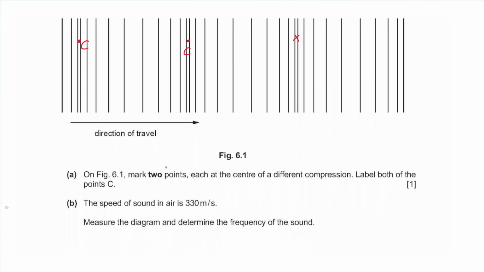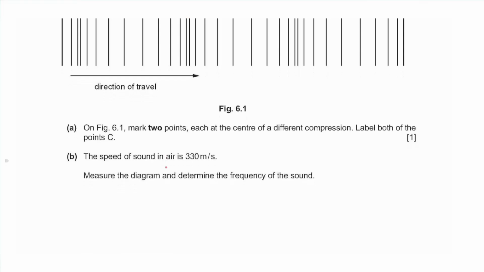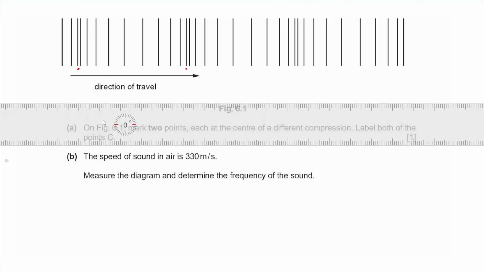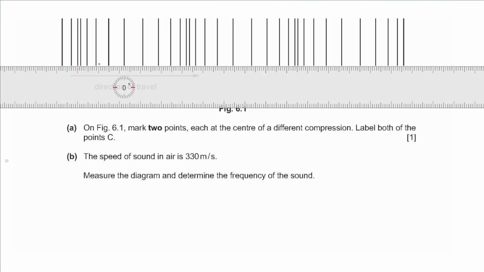Part B says the speed of sound in air is 330 meters per second. Measure the diagram and determine the frequency of sound. So the thing that we can measure on the diagram is a wavelength from a compression to a compression here. So if you use a ruler and set it at the end of one compression, we have 1, 2, 3, 4, 5.2 to reach the second compression. So the distance here, or the wavelength, is equal to 5.2 centimeters. That is equal to 0.052 meters.